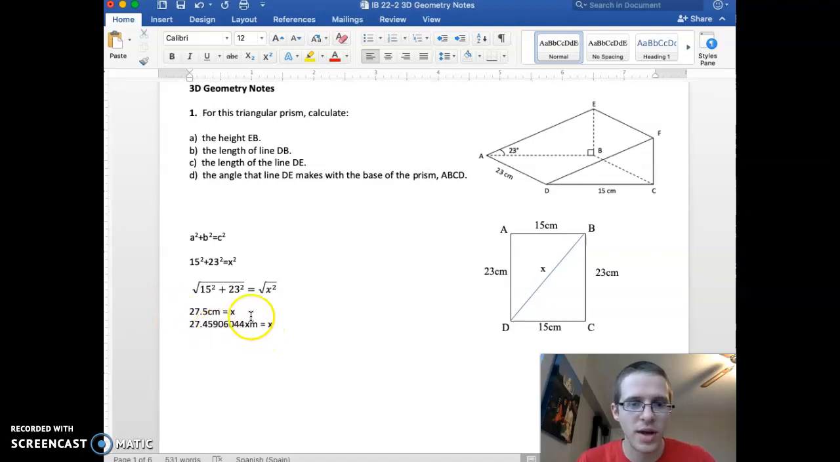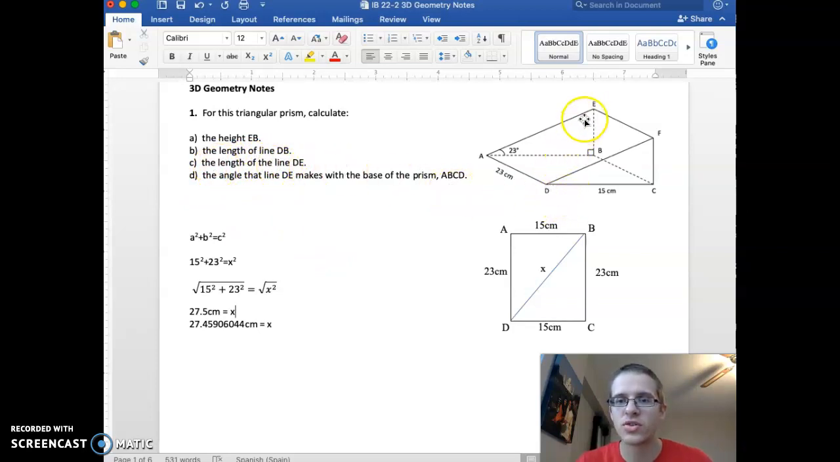Two answers here. I've got my 3 sig figs, 27.5 centimeters, and then I've got my full answer written out here as well. Make sure you include your units. So our units here are centimeters, that's the length of that diagonal, and that is DB. So that's part B. Part C, the length of the line DE.